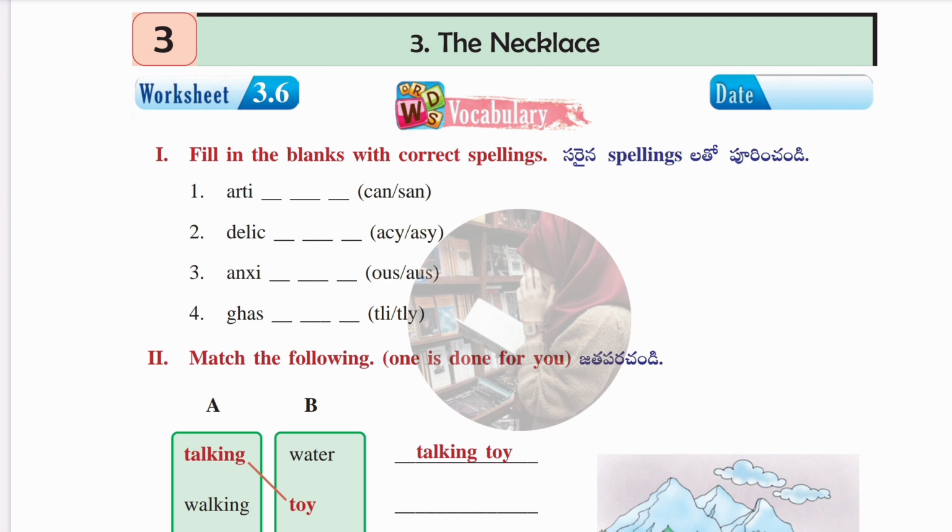Let's see the spellings. So first one is artisan. Artisan. Okay, second one is delicacy. Delicacy. Third one is anxious. Anxious. Fourth one is ghastly. Ghastly. Okay, guys, now we'll see the second Roman, which is match the following.